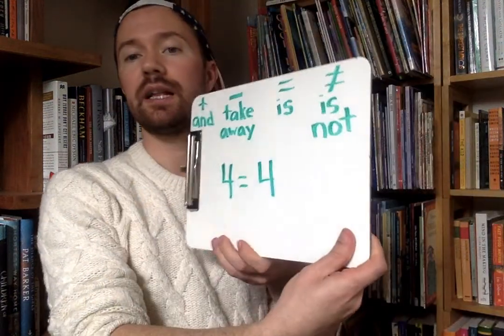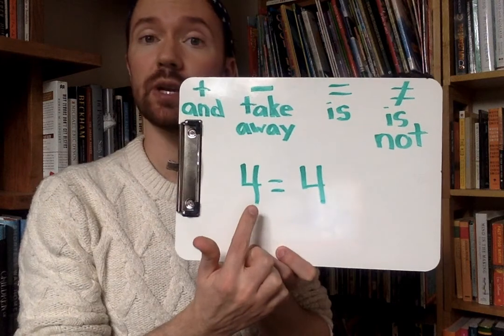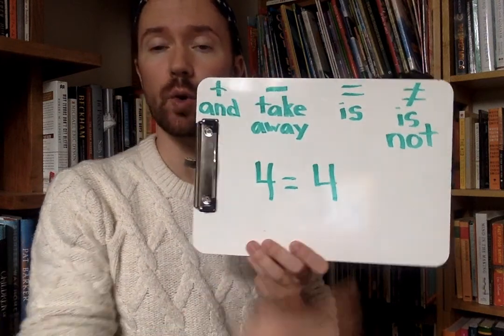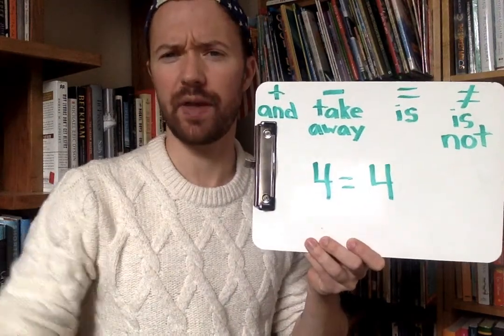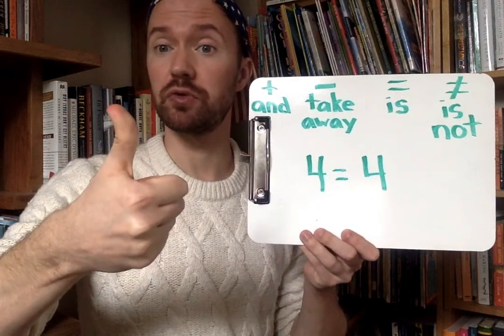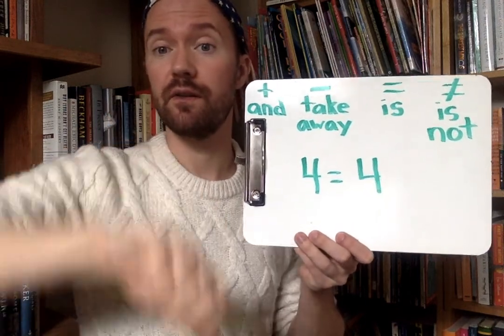So here's our first equation. I'm going to write it down, then we're going to read it together, and then you're going to decide if you think that it is true or if you think that it's false. Here's the first equation. Let's read it together. Ready, set, read. 4 equals 4. Take a second and think about that. Do you think that that equation is true, or do you think that equation is false?